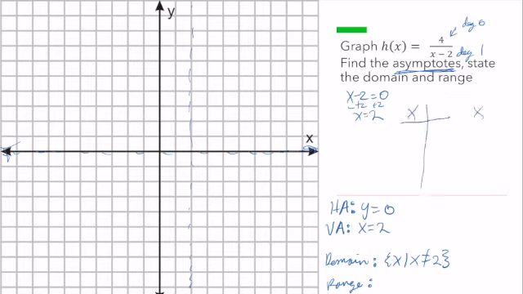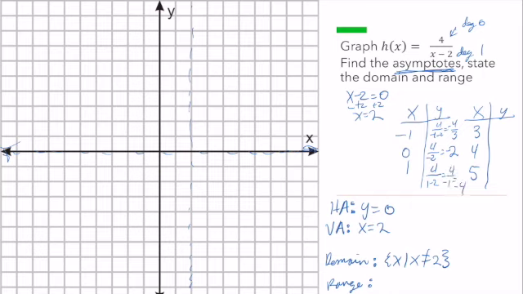I need to find some values. So I'm going to want to pick some values on both sides of my vertical asymptote. I'm going to take a look at when x is negative 1, 0, and 1, and when x is 3, 4, and 5. So if x is -1, I have 4 over -1 minus 2, so that gives me -4/3. If x is 0, I have 4 over -2, so y is -2. And if x is 1, I have 4 over 1 minus 2, which gives me 4 over -1, which is just going to be -4.